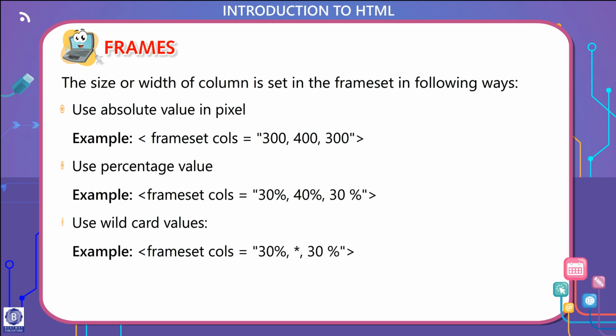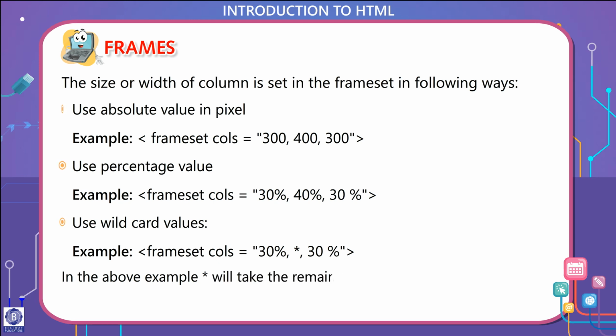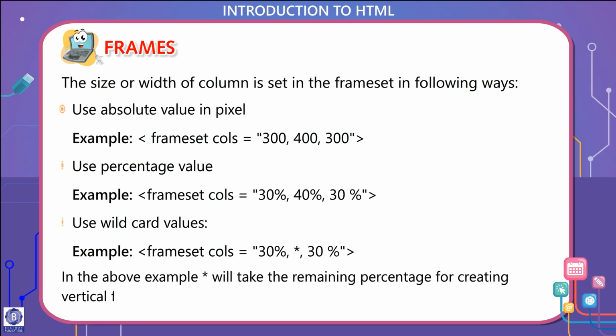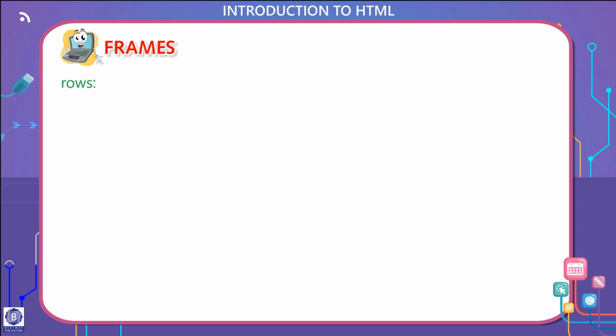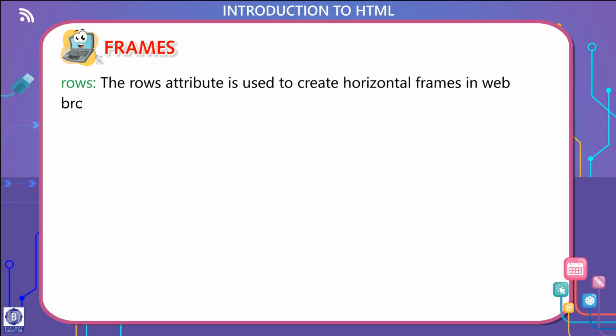Example, frameset cols="30%, *, 30%". In the given example, the asterisk will take the remaining percentage for creating the vertical frame. Rows: the rows attribute is used to create horizontal frames in the web browser.